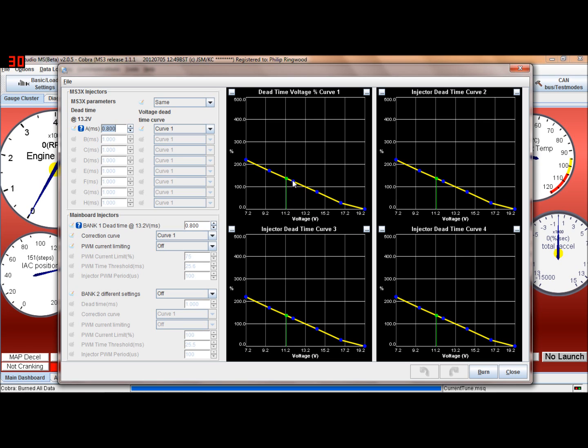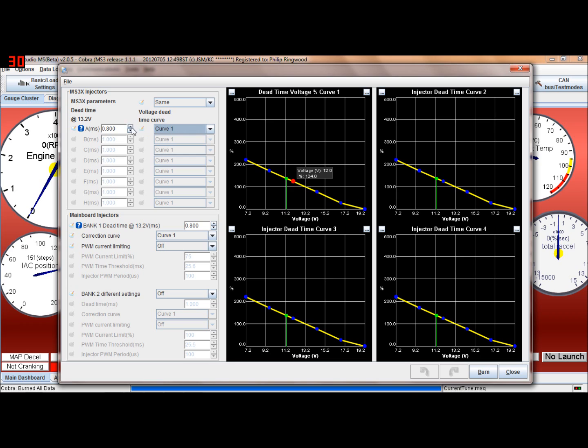So at 12 volts we correct 124%. This is a standard table used for most injectors. If you really knew what you were doing and you had the dead volt time table, you can alter this, but leave that as it is unless you really know what you're doing. So there's the values in case you've messed them up. They're the values what it should be, and you can alter this so as you can have different curves.